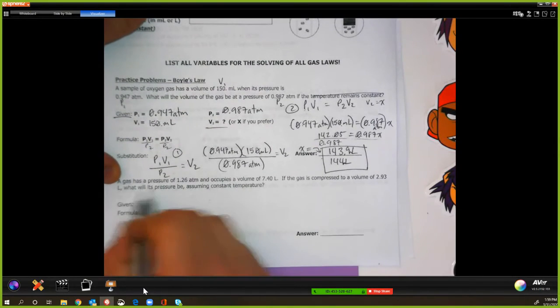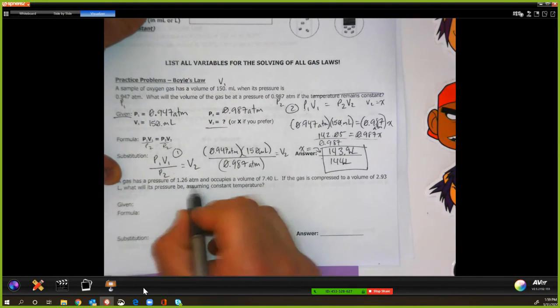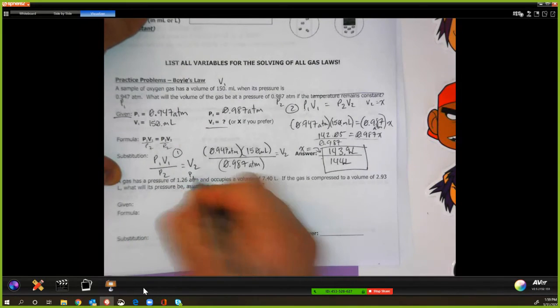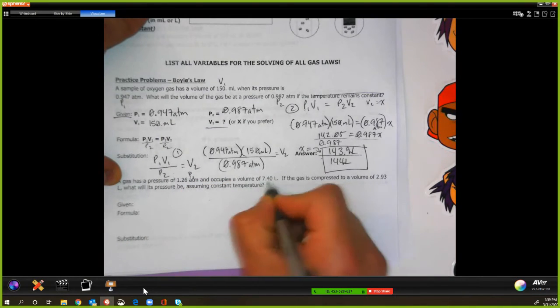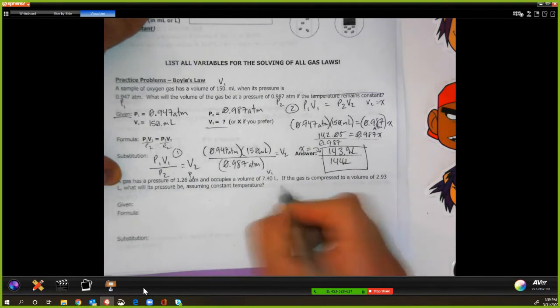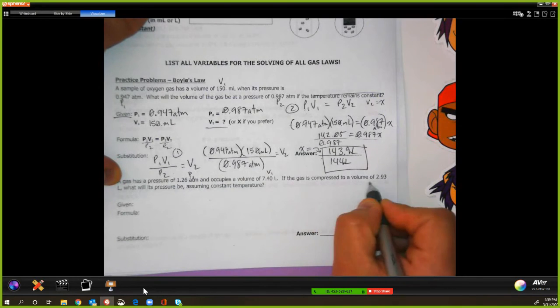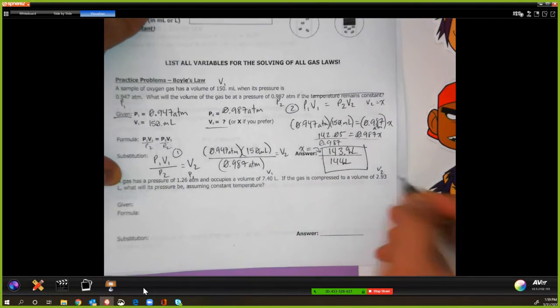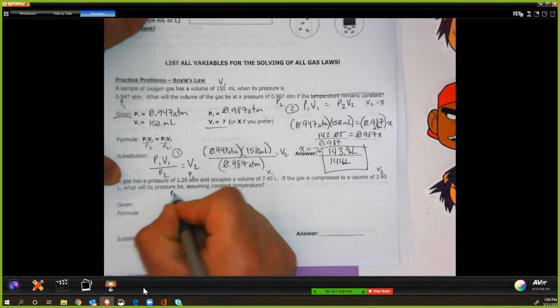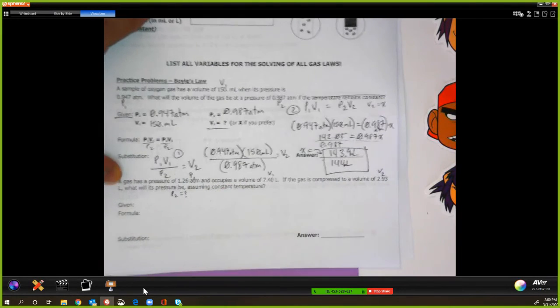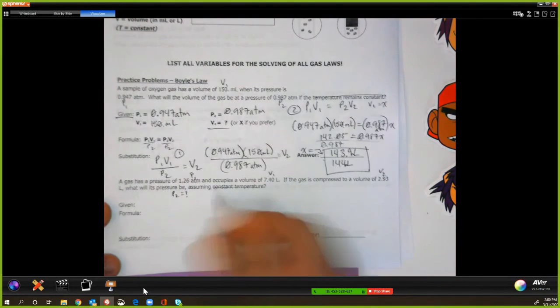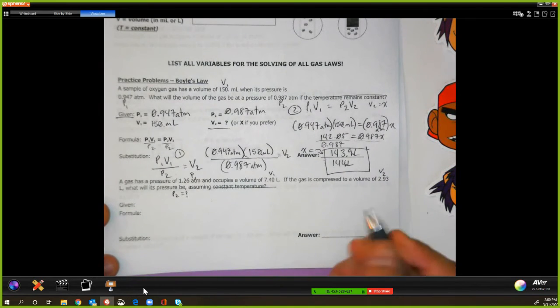So a gas has a pressure of 1.26 atmospheres. So there's my P1. Occupies a volume of 7.4 liters. There's my V1. If the gas is compressed to a volume of 4.93, there's my V2. What will be the new pressure be? So P2 is what you're asked to solve for. Of course, temperature is constant, so we need to do that.